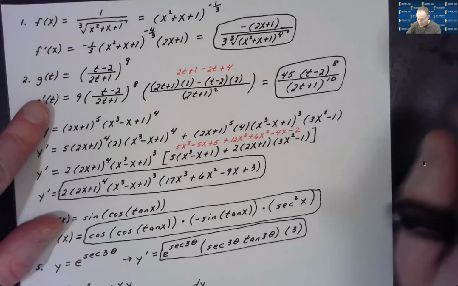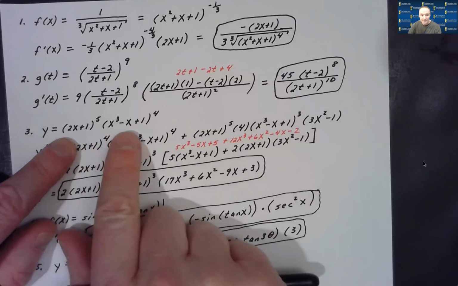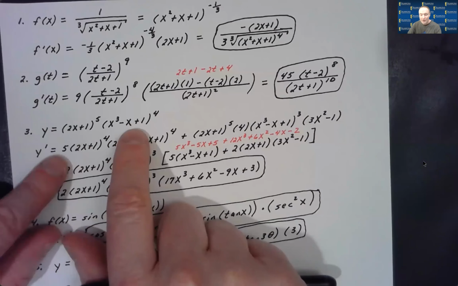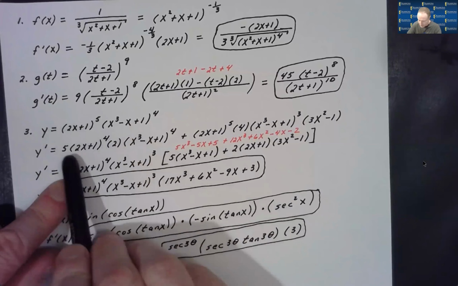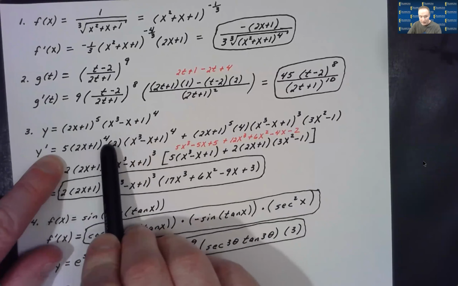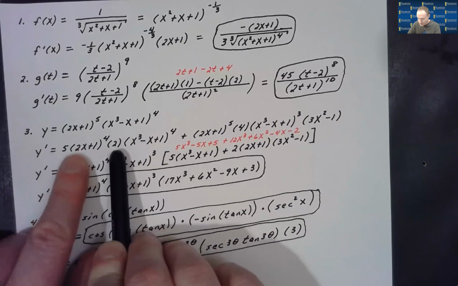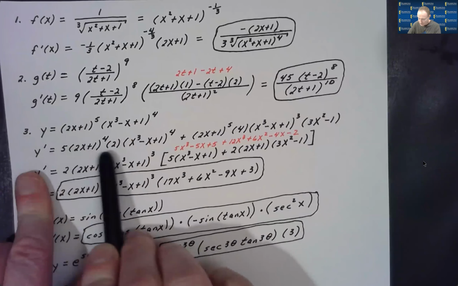Okay, so we start off with the product, 2x plus 1 to the 5th times x cubed minus x plus 1 to the 4th. When I take the derivative of that first one, the 5 comes down in front of the group, times the group to the 1 lower power. Well, 5 minus 1 is 4. That's the derivative of the outside of that first term. Times the derivative of the inside. Well, the derivative of 2x plus 1 is 2. All of this is the derivative of the first.